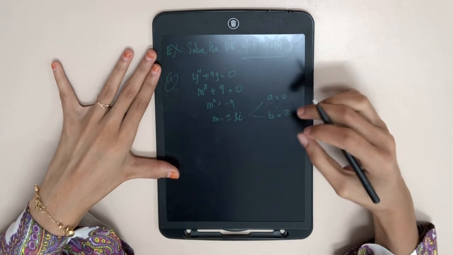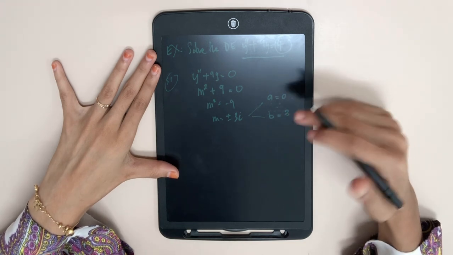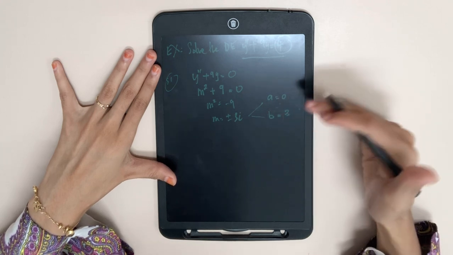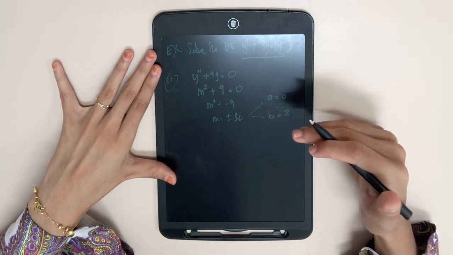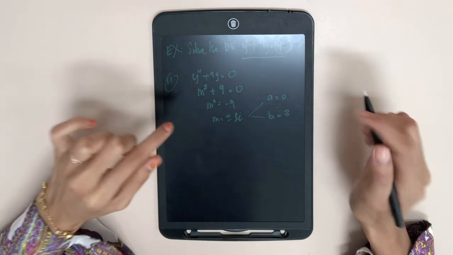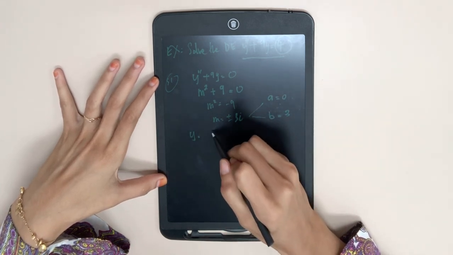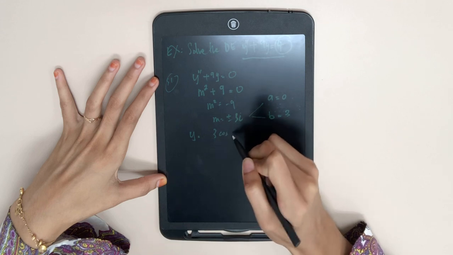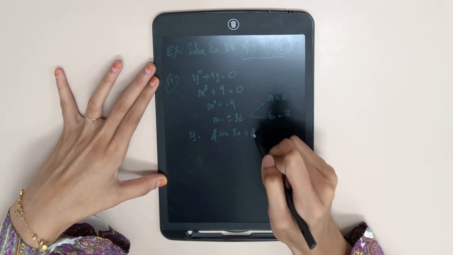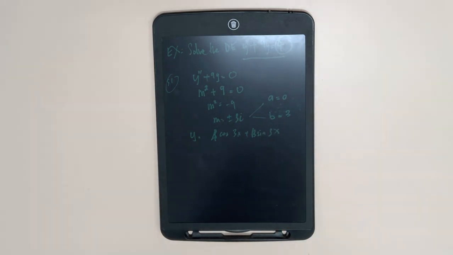At this point, I don't want to explain more. If you don't understand how I get a equals 0 and b equals 3, you need to find out by yourself. You need to refer to the previous video. So the general solution for the homogeneous equation is given by a cos 3x plus b sin 3x.